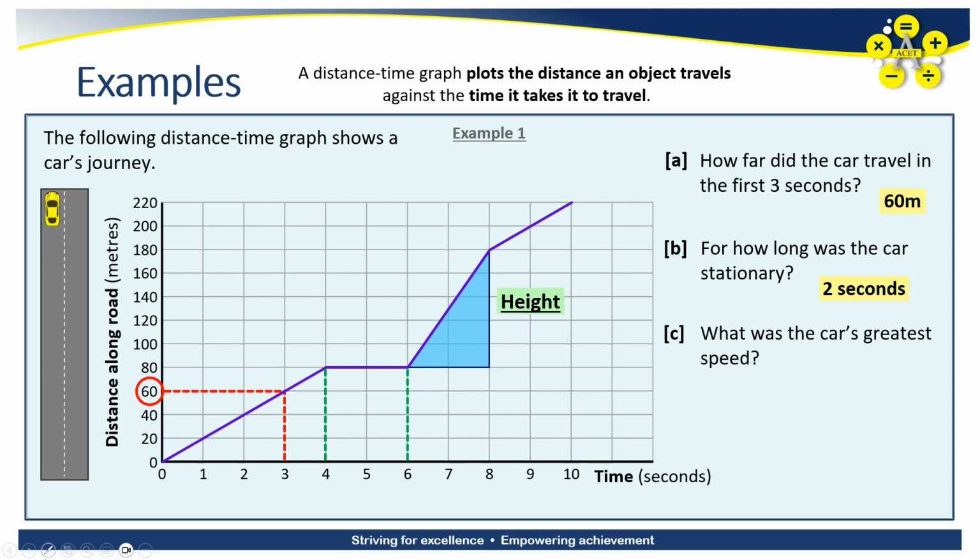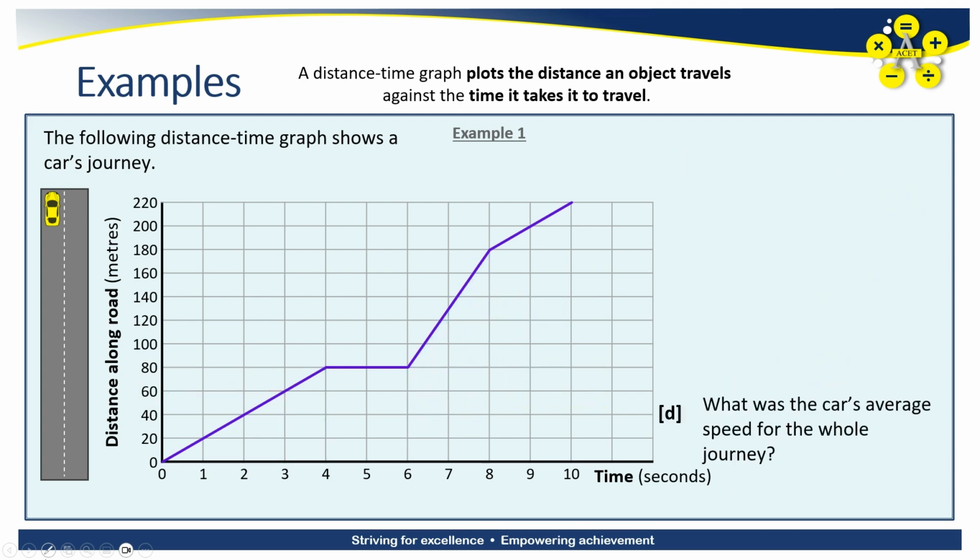And notice the links to the gradient work when we've been doing linear equations and line graphs of straight lines. So to calculate our greatest speed, remember speed is distance divided by time. Our distance is our height, which is 100 metres. I'm going from 80 up to 180. Our width is our time, so we're going between 6 and 8, so we're going 2 seconds. So speed, distance divided by time, 100 divided by 2 gives me an answer of 50 metres per second.